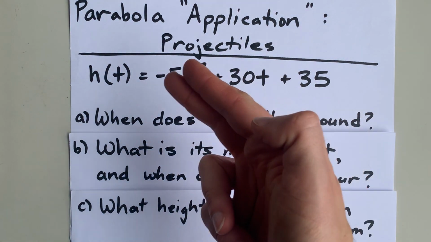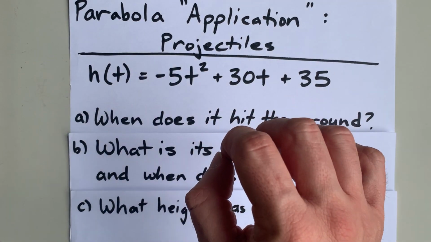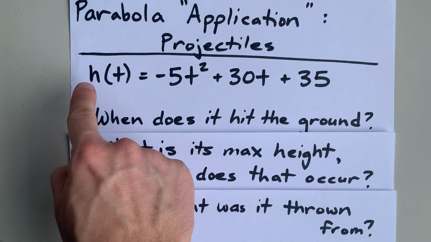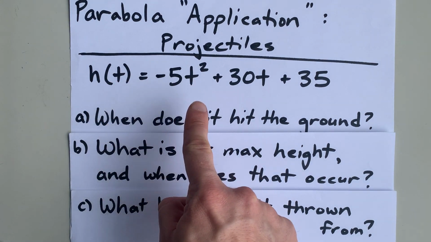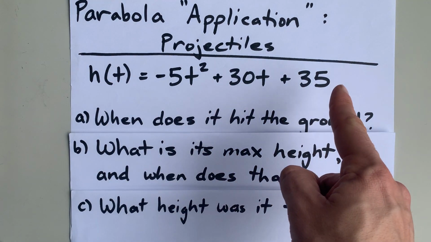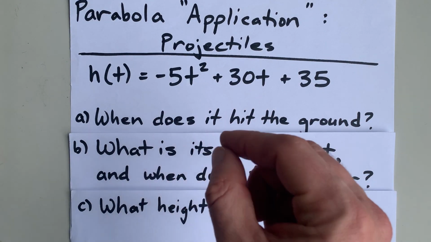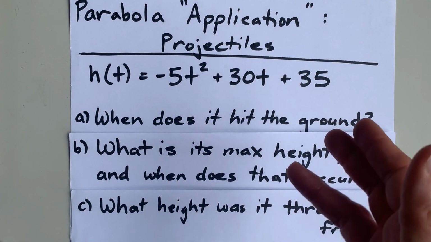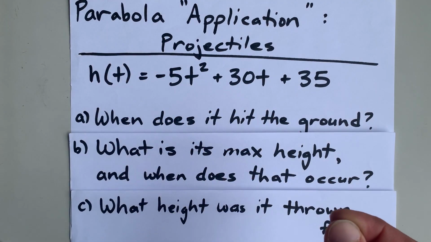We're going to do a parabola application question. This one's about projectiles. Let's say we throw an object and its height after t seconds is negative 5t squared plus 30t plus 35. So we'll plug in a number for t. That's how many seconds after it was thrown we're asking about. And then the answer we get out of this equation is going to be the height itself.